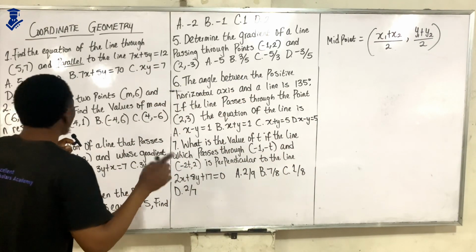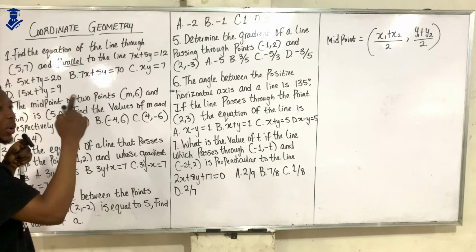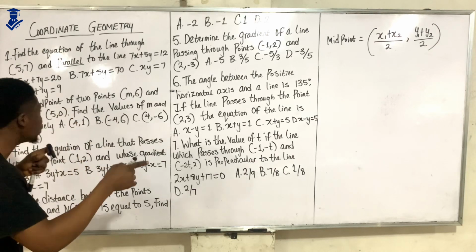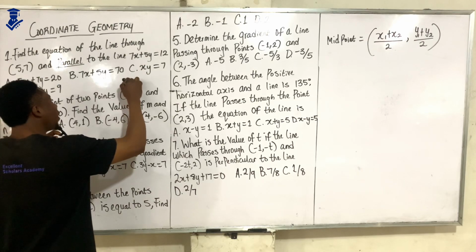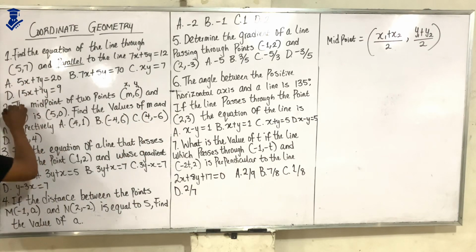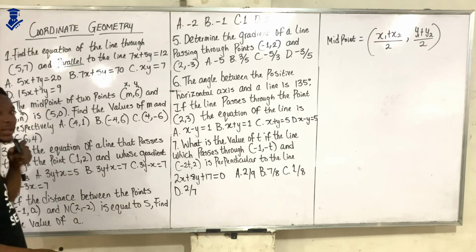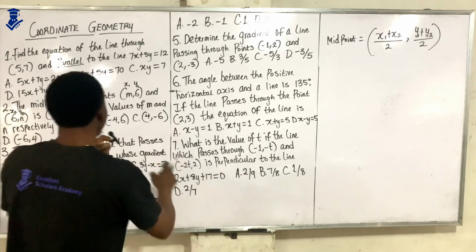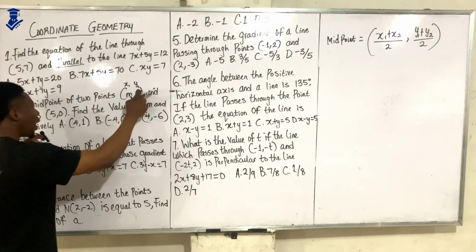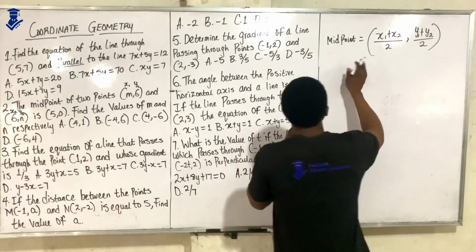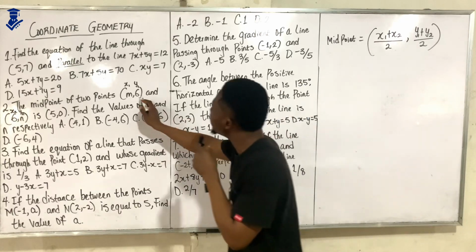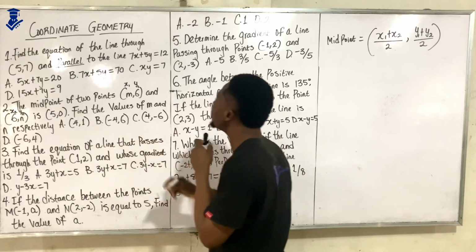Now, how do we recognize our x1, our y1, our x2, and our y2? This is our x1, this is our y1, and this is our x2, and then this is our y2. So that's how we recognize them. This is always our x1, y1, and this is always our x2, y2. So now they're trying to tell us that these two points have this midpoint, and we find the values of m and n.